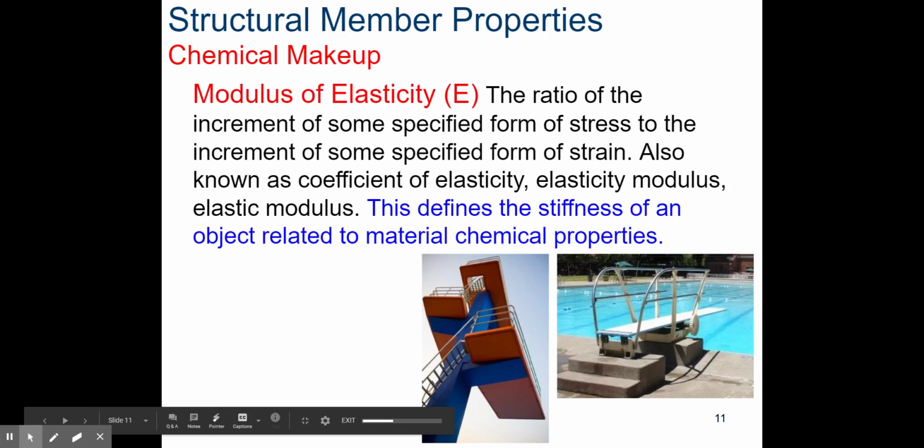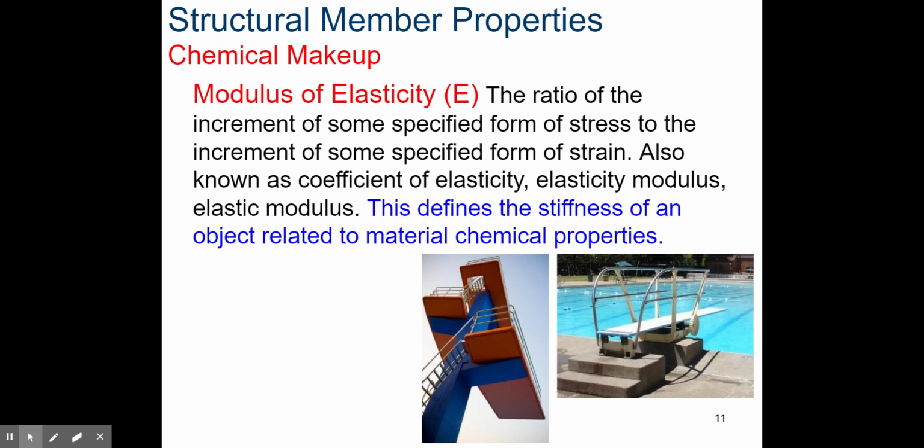Today's lesson is on structural member properties. Modulus of elasticity, and we use the capital letter E to represent it, represents the ratio of the increment of some specified form of stress to the increment of specified form of strain. So basically stress divided by strain. It's also called the coefficient of elasticity, elasticity modulus, or sometimes the elastic modulus, all different names for the same thing.